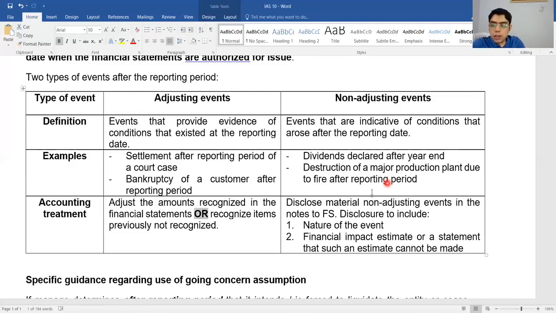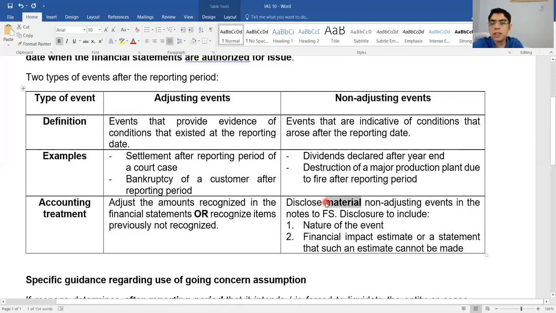Now, there's one trick here that I will be talking about shortly. But for these sorts of non-adjusting events, which are indicative of conditions that arose after the reporting date, and those conditions did not exist at the reporting date, what is the correct accounting treatment? Remember, the correct accounting treatment is that you have to disclose those non-adjusting events. But the important thing is if they are material.